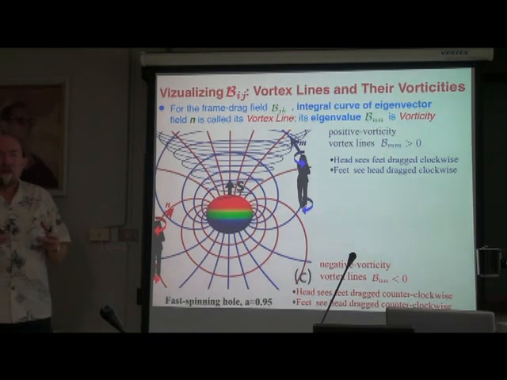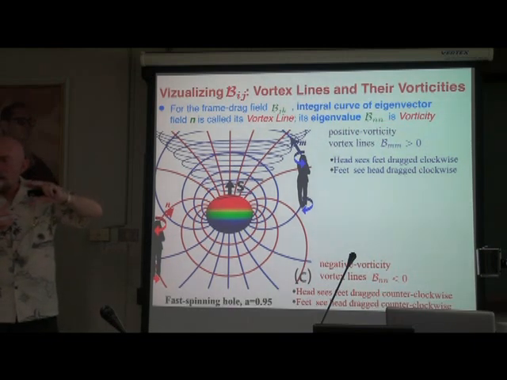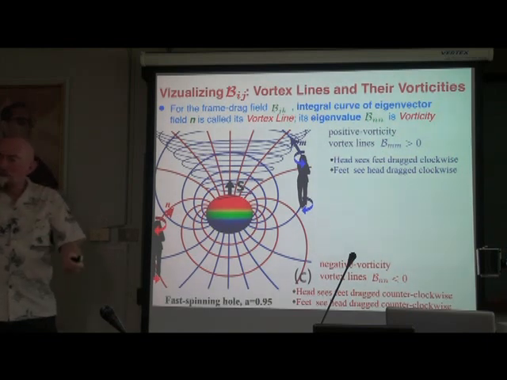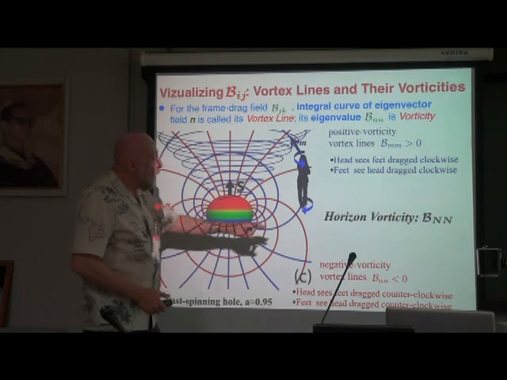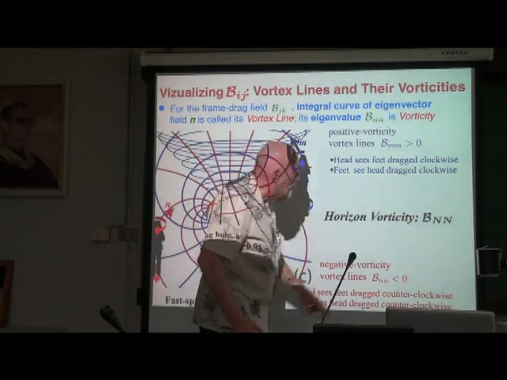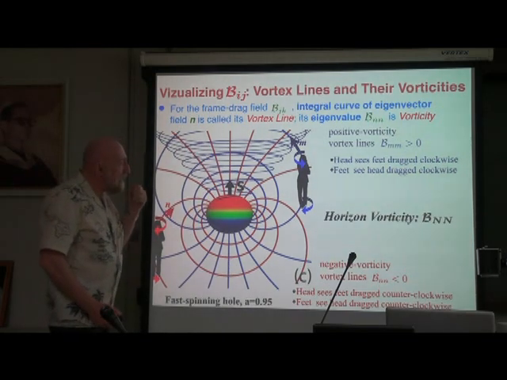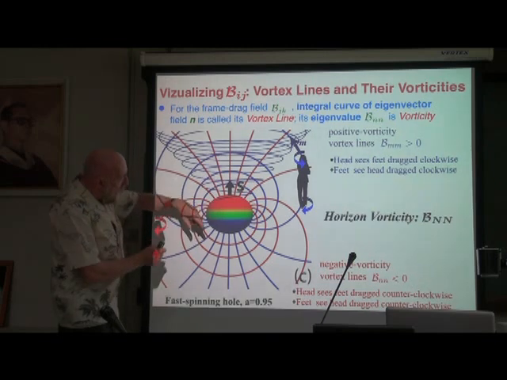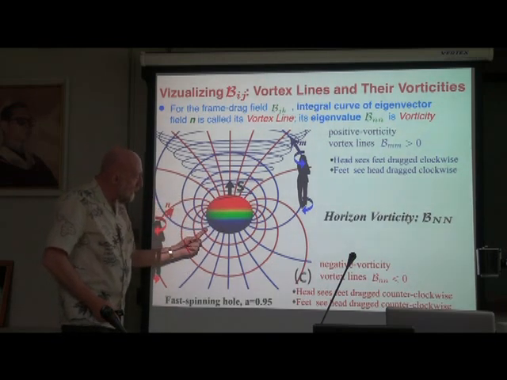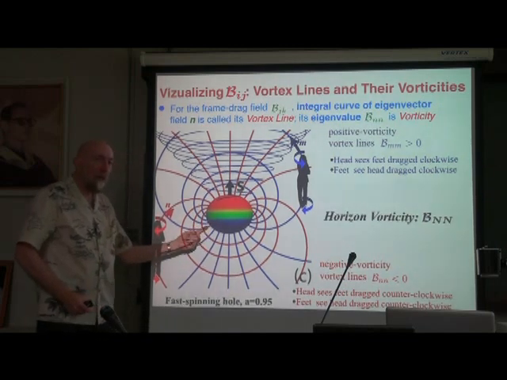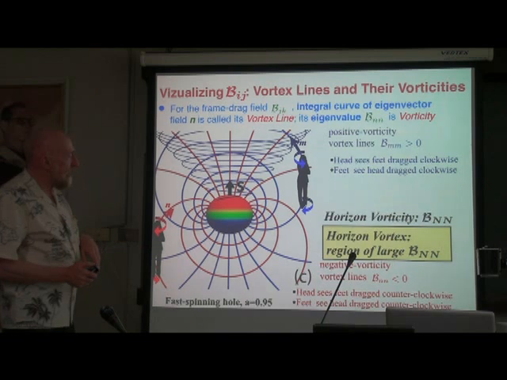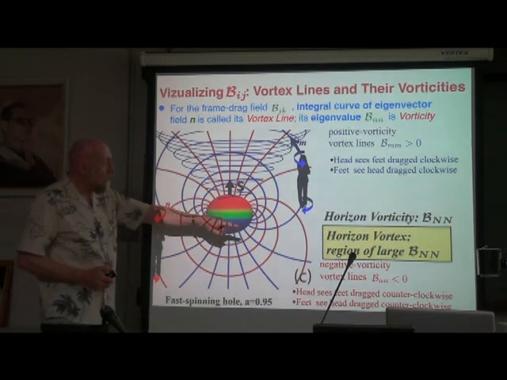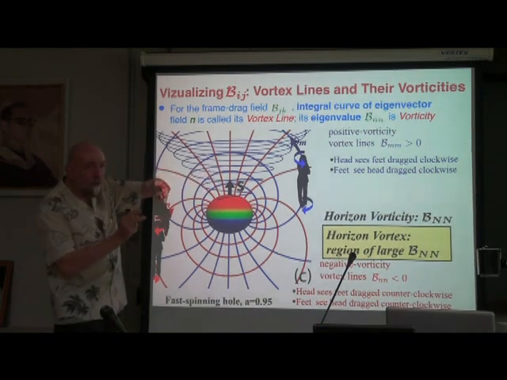So this is the visualization of space-time curvature in terms of the forces they produce: vortex lines that twist, tendex lines that stretch or squeeze. Similarly, the horizon vorticity is the normal component of this frame drag field. Again, it describes the twisting that would be felt by a person falling into the black hole with her body pointed normal to the black hole. And we have a horizon vortex as a region with large horizon vorticity, so strong twisting of space.